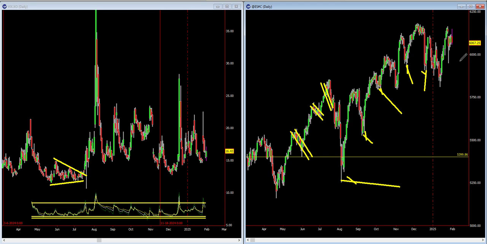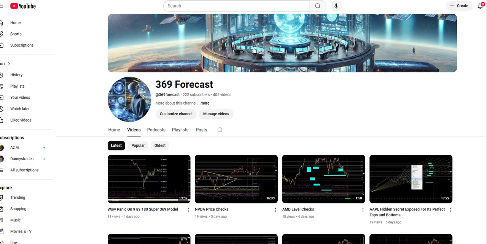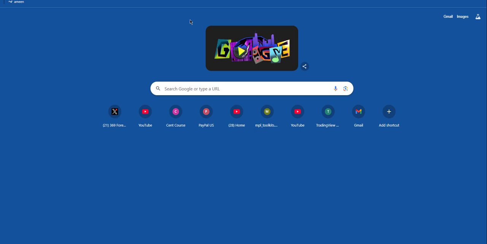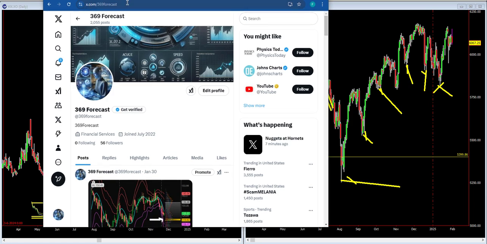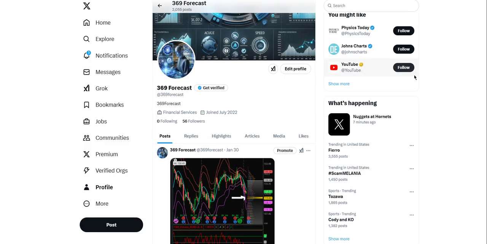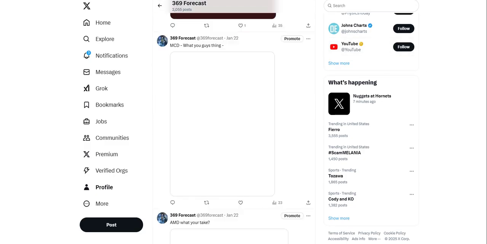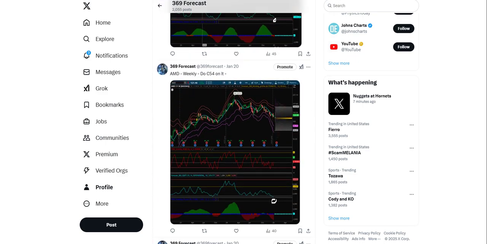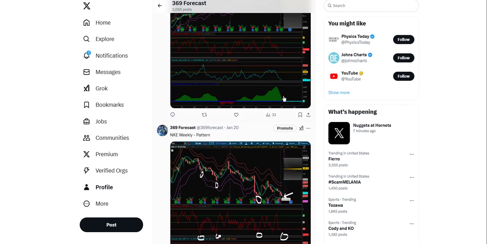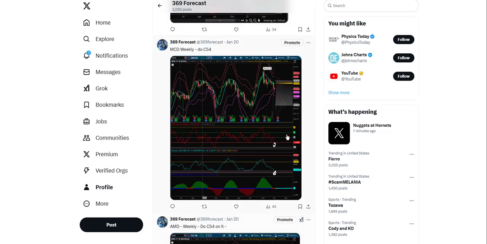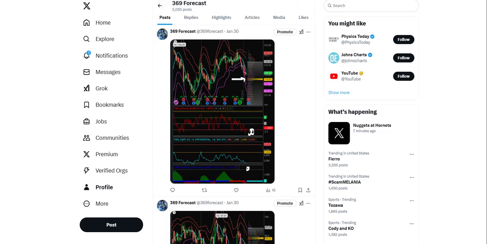Where are we? So how did we do? Let's go to Twitter, X. This is the free January 269 forecast. We added a lot of entries right here, levels right here, right? 1, 2, 3, 4. We gave some free trades.